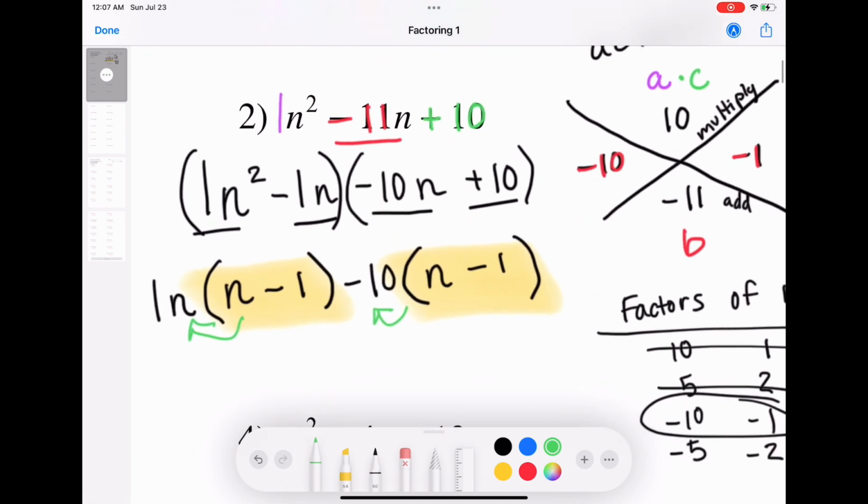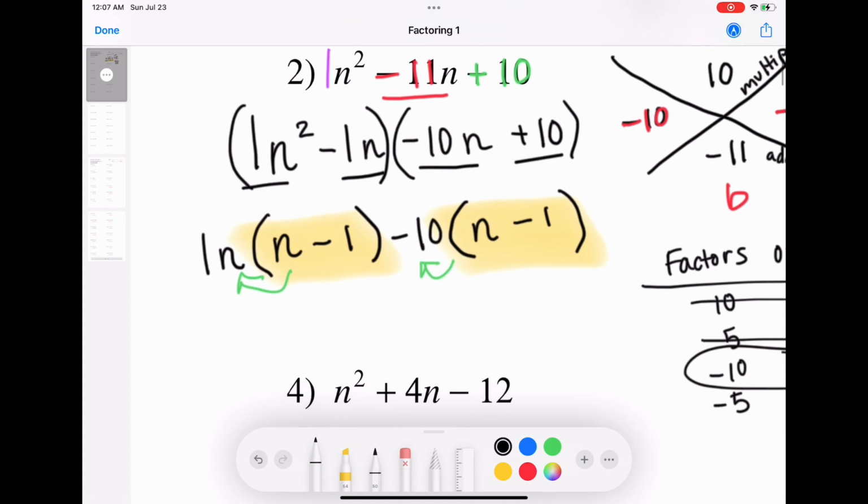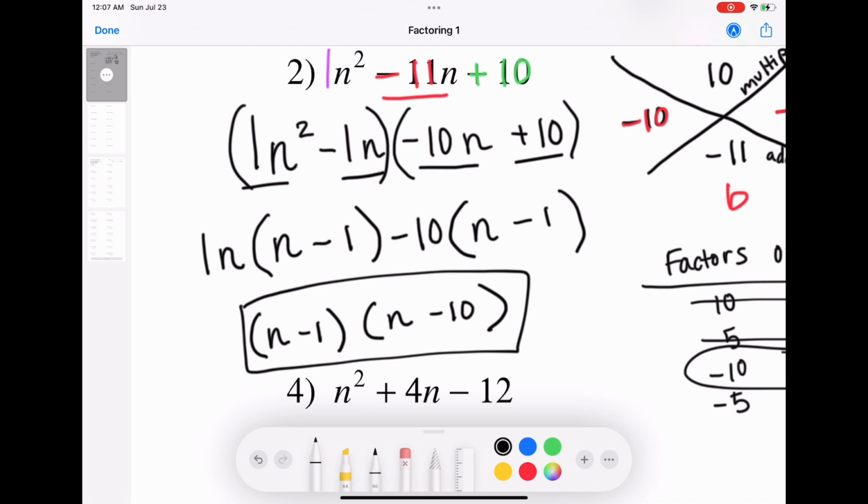So the final step is to rewrite the full factored form here. You can take that group in parentheses, n minus 1, it matches. So if that's a common factor, you just write that out. And then you have to include those other factors. This is n minus 10, because remember the 1n is the same thing as n minus 10. And this is the fully factored form.